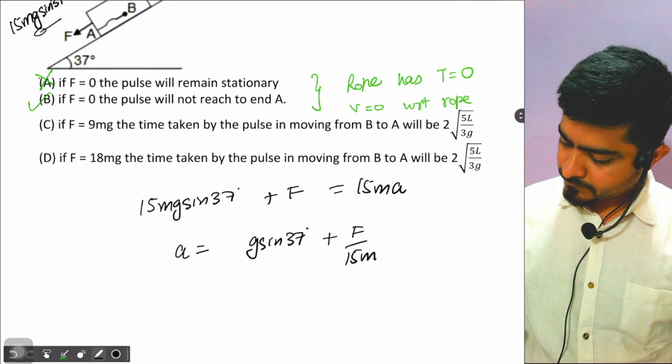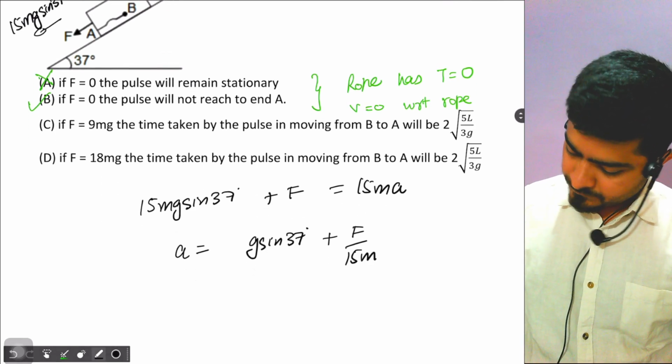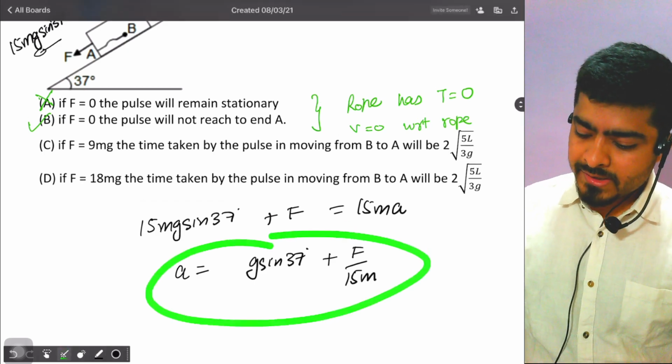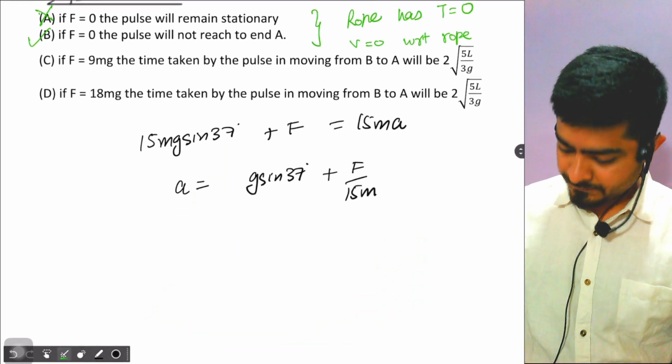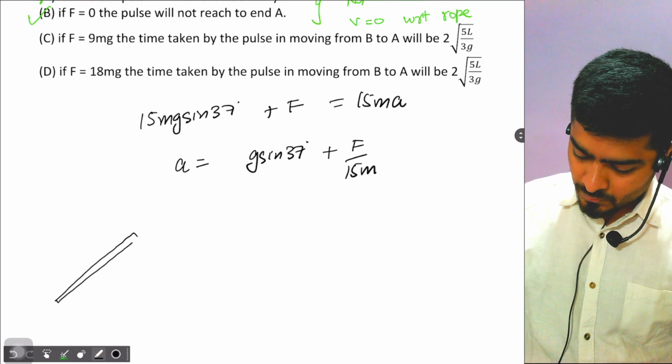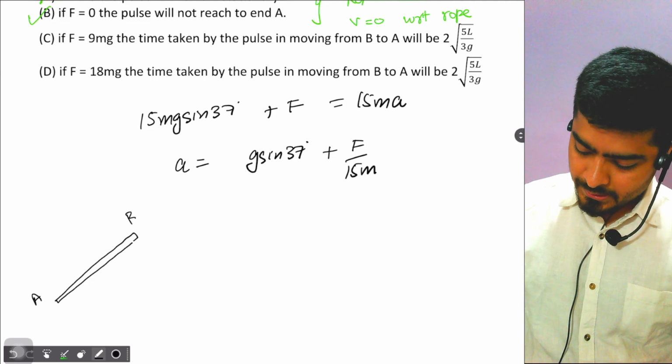Okay, alright, so this is the acceleration of the system. Now let's look at the rope and find the tension inside it. So this is your rope, and A and B.